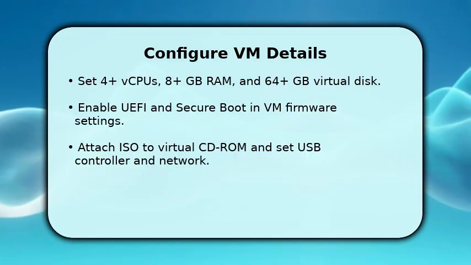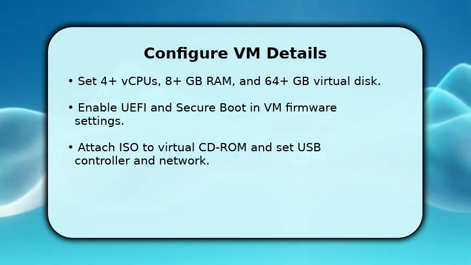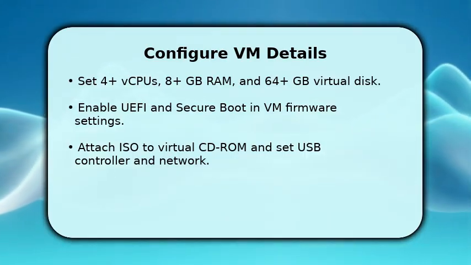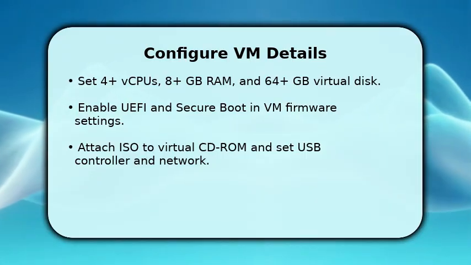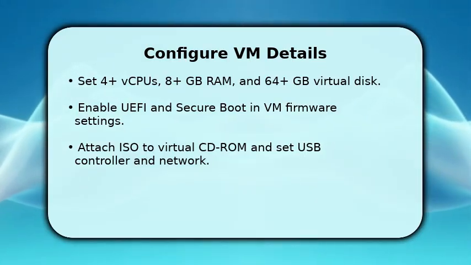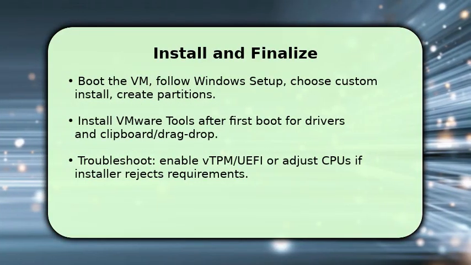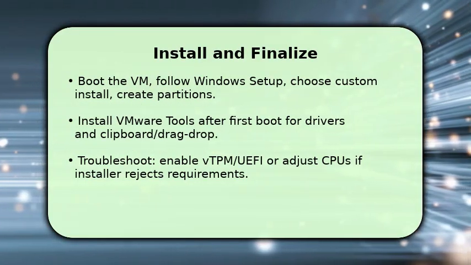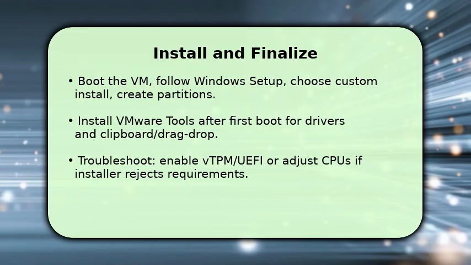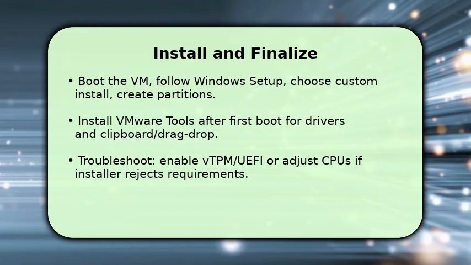want internet access. Finally, check the virtual TPM option or add an encrypted vTPM device so the installer recognizes system requirements. Boot the virtual machine and walk through Windows setup. Pick Custom Install, create or use the primary partition, and let the installer complete.